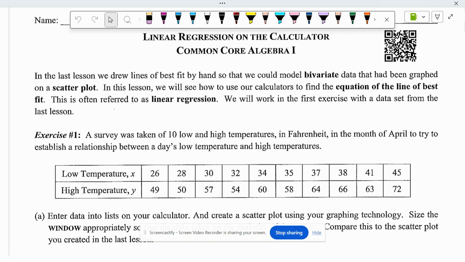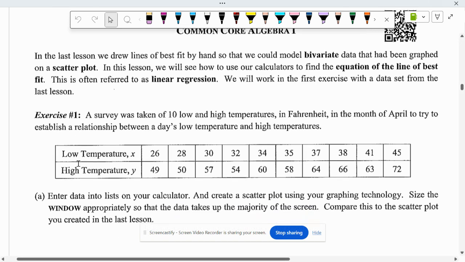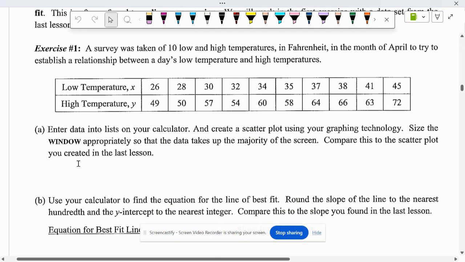One doesn't cause the other. It's not like an input X creates an output Y. It's just two variables. So yesterday we graphed bivariate data, right? And made a scatter plot. Today we're going to see how our calculators help us find the equation of the line of best fit. Okay. We're going to work the first exercise with a data set from the last lesson. So this was the data set that we used in our first lesson yesterday. Temperature, low temperatures and high temperatures.